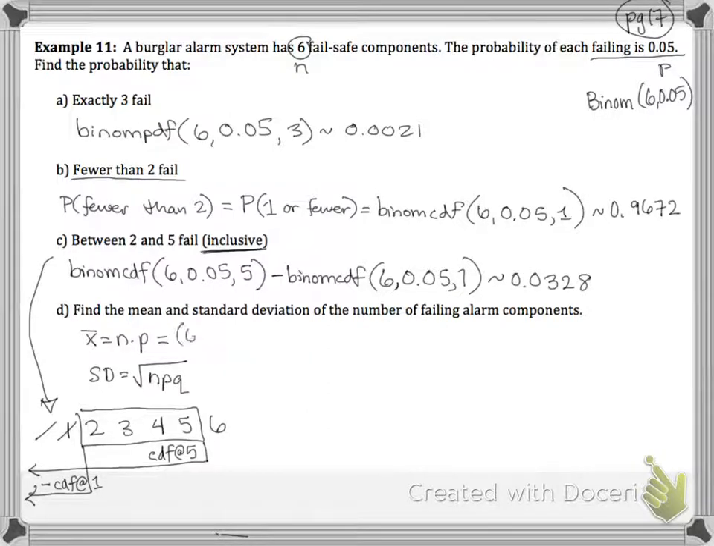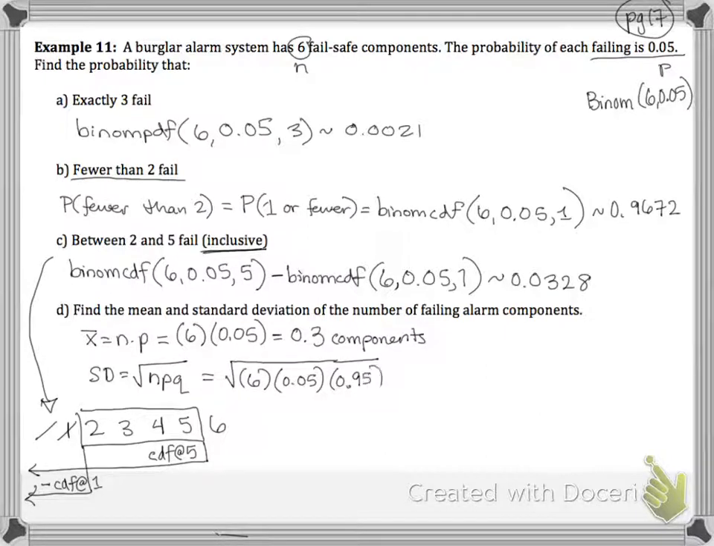So the mean here would be 6 times 0.05, which gives us 0.3. And what are these? These are components. And then remember that if we want to find Q, we have to subtract P from 1. So we take our N, we take our P, and then we make sure that we do 1 minus P to find this other value, which would be 0.95. And if we plug all that in and take the square root of it, it's approximately 0.5339 components.